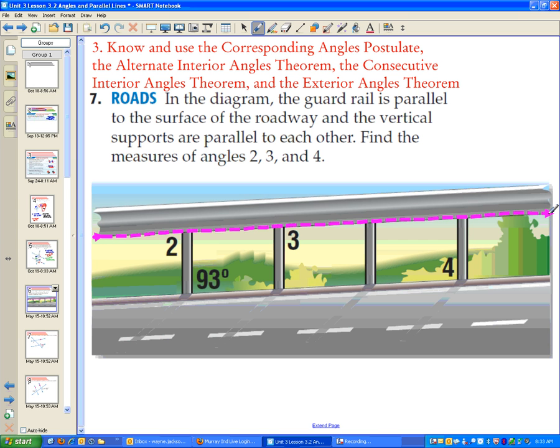All right, the guardrail is parallel to the roadway. By the way, you mark that lines are parallel to each other is you put arrows, not at the ends to show that they're lines, but somewhere within the drawing of the line, that means they're parallel. And then the vertical supports are parallel. So let's see. That one parallel to that one. All right, we know that one of these angles is 93. So let's look here. All right, since, in fact, let me do this.